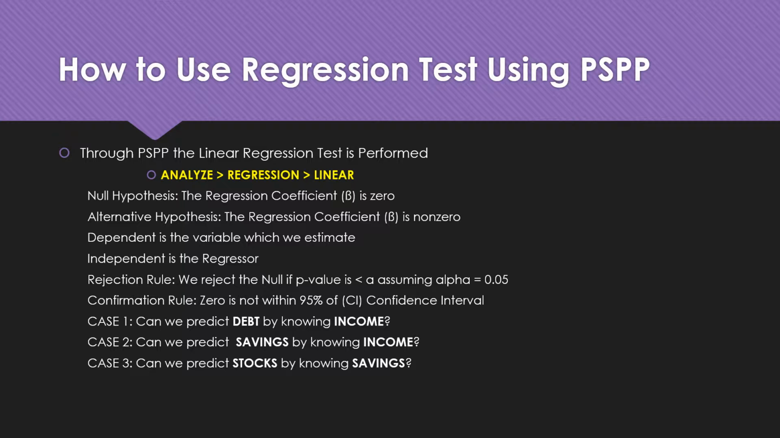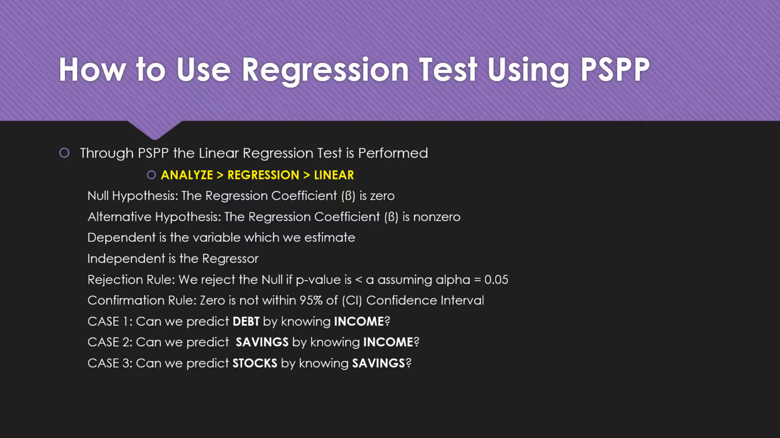The dependent variable is the one we will estimate, and the independent variable is the regressor. The rejection rule: we reject the null hypothesis if the p-value is less than alpha, assuming alpha is 0.05. Confirmation rule: 0 is not within the 95% confidence interval. All the statistical talk boils down to one thing: is beta significantly different than 0?